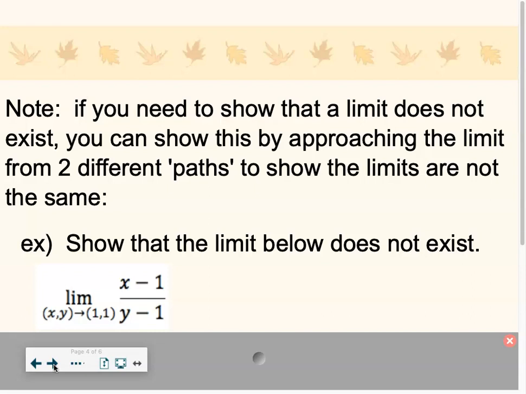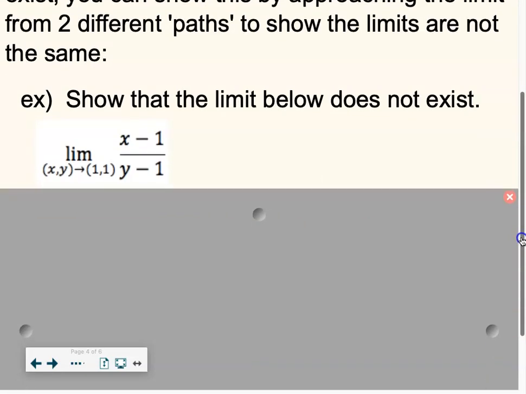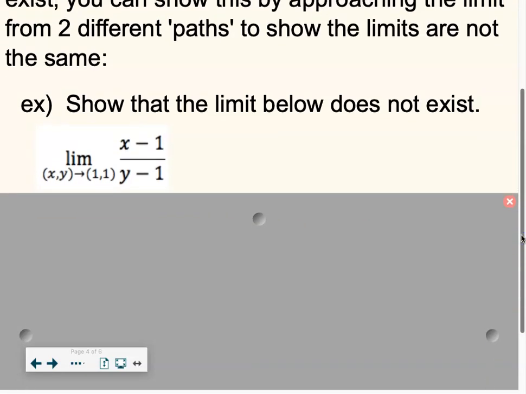So if we're trying to find the limit as x comma y approaches the point 1, 1 of x minus 1 over y minus 1, when we plug in 1 for x and 1 for y, we get 0 over 0. So then we have to do some stabbing at this. There are a couple of different strategies to see if you can figure out how to show that the limit doesn't exist.